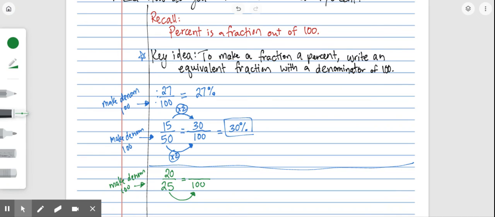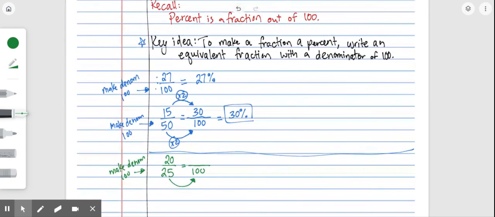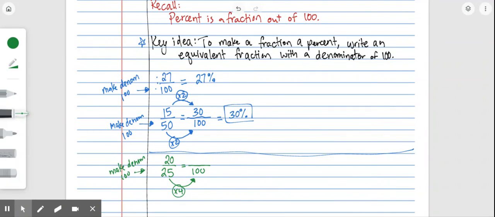This one's a little tricky, but if you recall a little bit about change, you know that 25 cents is a quarter, and you need 4 quarters to make a dollar, which is 100 cents. So if you take 25 and multiply it by 4, you get 100. Okay, which means in the numerator I've got to do the same thing. I've got to multiply by 4. And 20 times 4 is 80. Now I have 80 out of 100, which is the same as 80%.